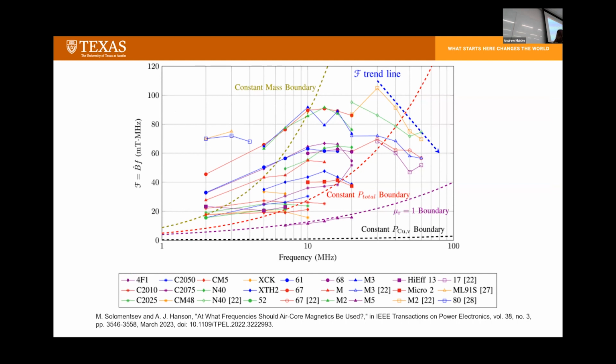But this paper shows that they actually did some calculations and found some frequency boundaries for which core materials would work better than their air core counterparts. So anything past these dotted lines would actually be better with a core. And you can see that into the 10s and 20s and 30s of megahertz, some cores would still operate better than air cores. So core materials still stand a chance there.